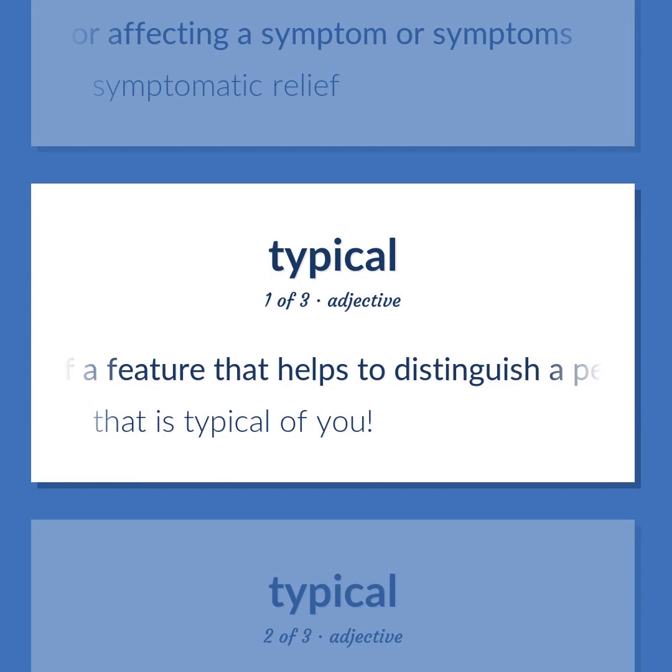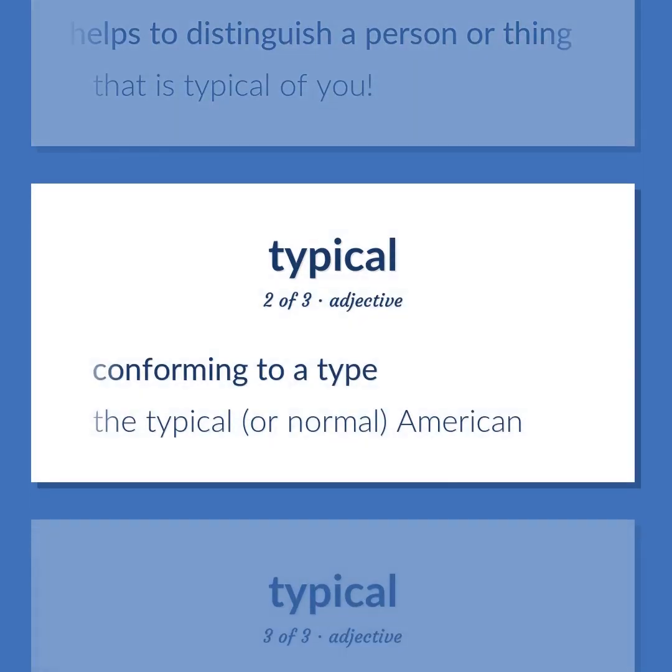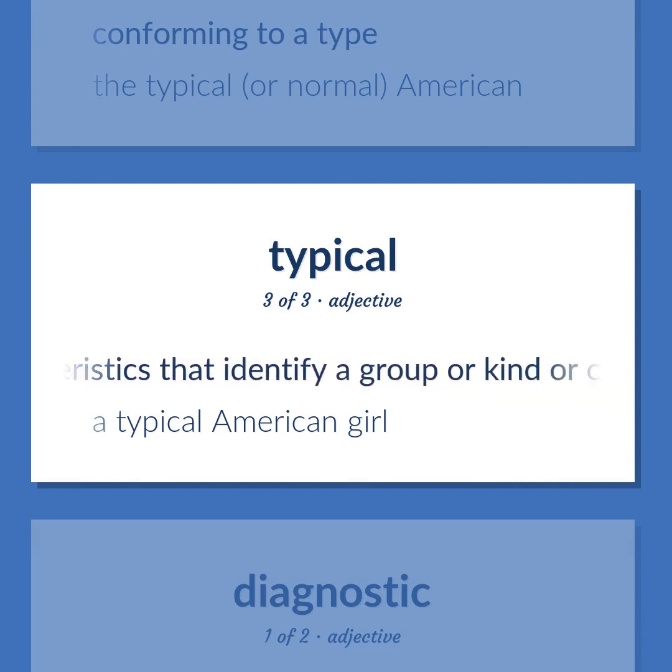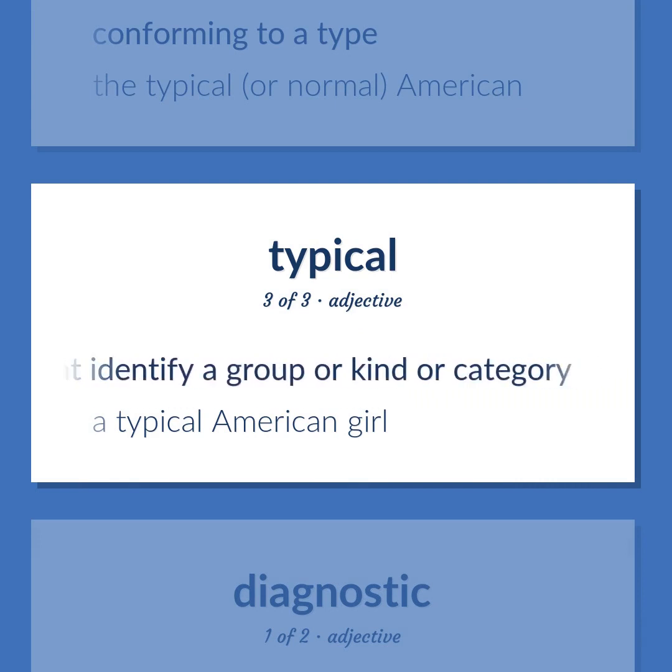Of a feature that helps to distinguish a person or thing. That is typical of you. Conforming to a type. The typical, or normal, American. Exhibiting the qualities or characteristics that identify a group or kind or category. A typical American girl.